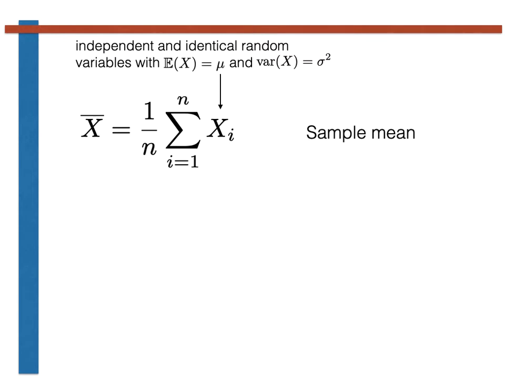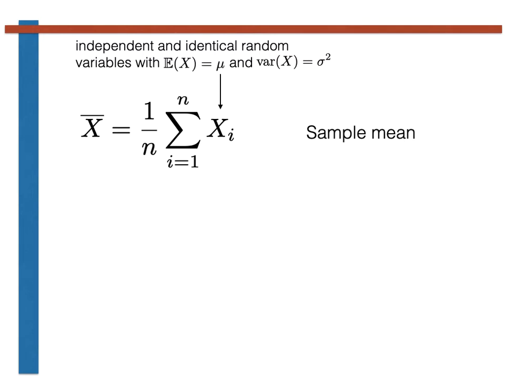All these random variables thus have the same value for the expectation mu. In addition, we have also assumed that all these random variables are independent. All the random variables thus have the same value for their variance, sigma squared.